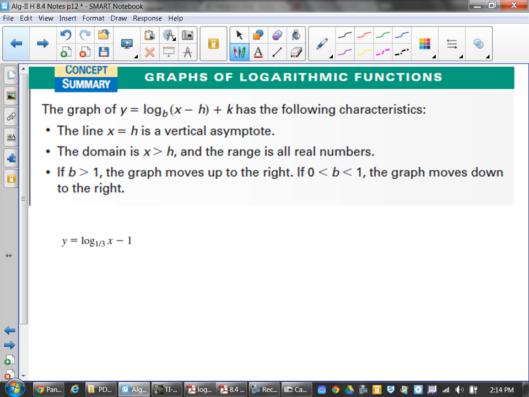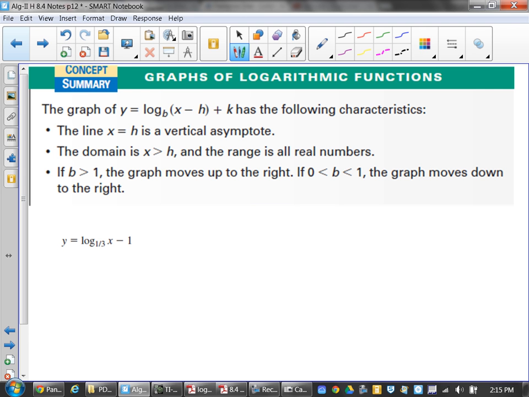So you wind up with your h and k again, but this is the one instance where you do not need to do a parent graph. So it makes it a little bit easier. When you're working with this one, your line x equals h is your vertical asymptote.